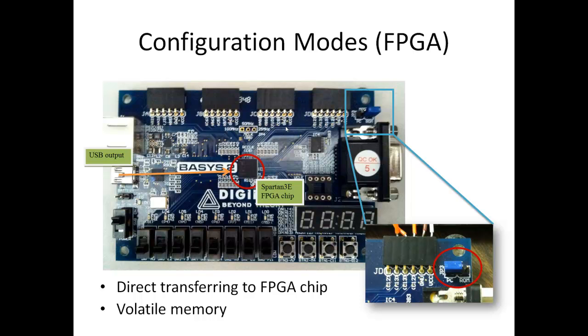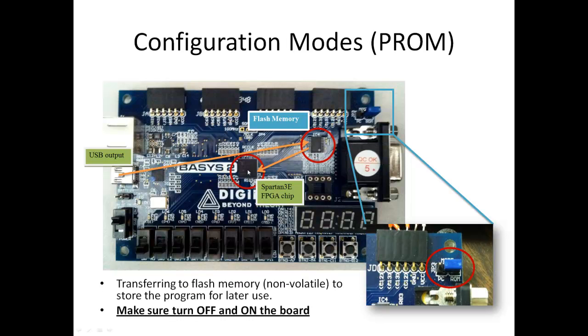Let's look at the configuration for FPGA mode. You need to have the jumper connected to PC. That's here. It needs to be under PC, and this is the chip you're going to write your programs to, not PROM, directly on the FPGA. And if you select PROM mode, your programs will get stored here. This we are not going to do in today's lab.